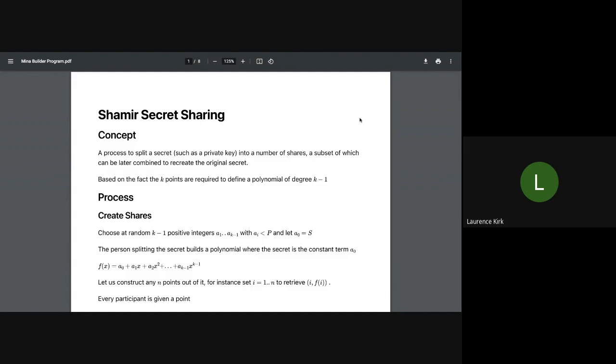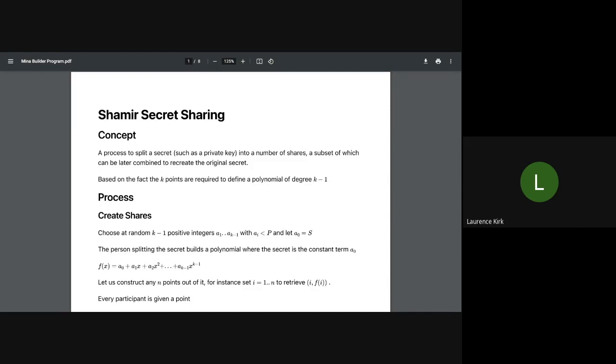The idea is that you take some secret, such as a private key, and then you split that up into a number of shares. You can then give those to other people, which is a kind of social recovery thing. That's the practical use case for it. You can share this out, and then at later times, these people can come together and recombine their shares, and it will recreate the secret.